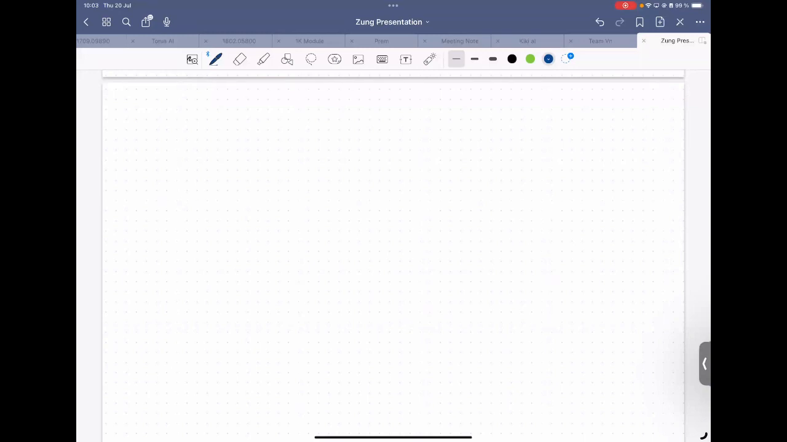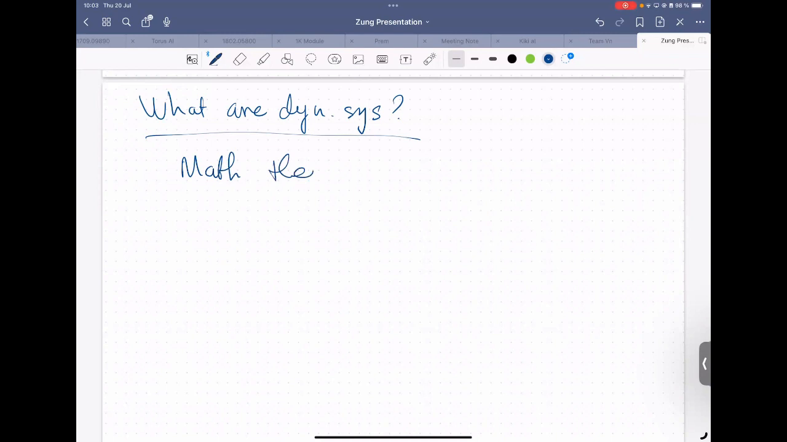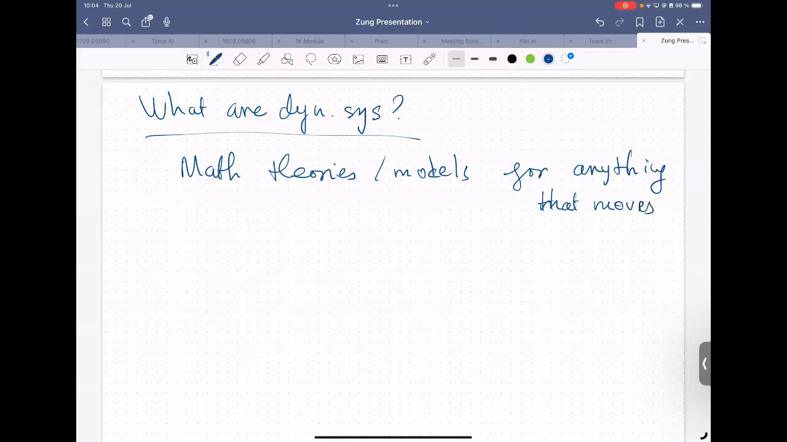Okay, so what are dynamical systems? So basically everything is dynamic. Because dynamical system simply means mathematical theories to describe, to study things that move, that change with time, okay? So these are math theories, or models, if you like, for studying anything that moves, that are not dead. So basically everything moves.